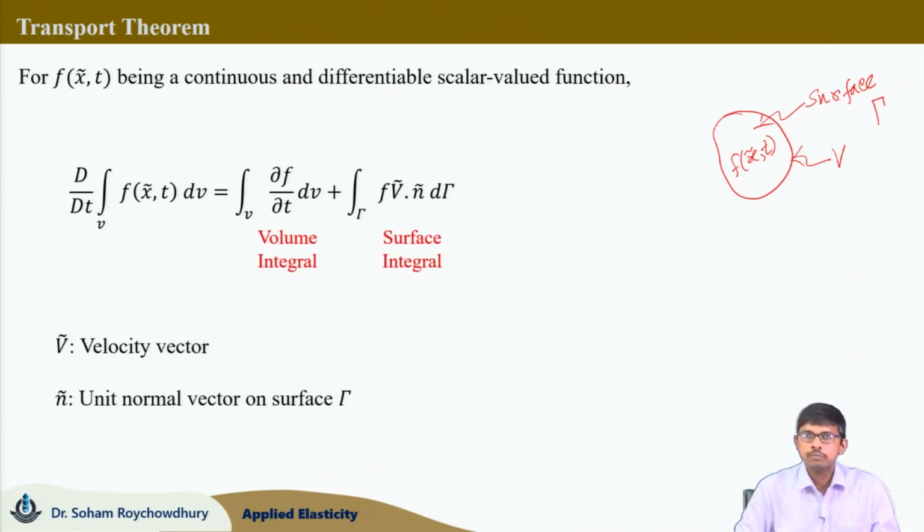So on the right hand side, the first term is a volume integral, and the second term is a surface integral. The first term takes care of the local changes of the property f within the volume of the body, whereas the second term, the convective term, takes care of the changes in the property f due to change of the boundary surface. In total, the summation of these two results in the total time derivative of this property f(x, t) within the body.